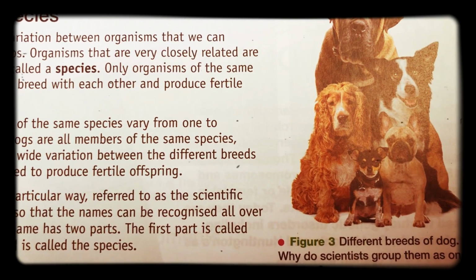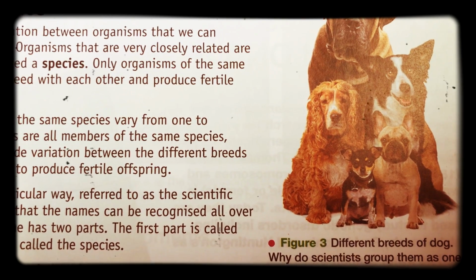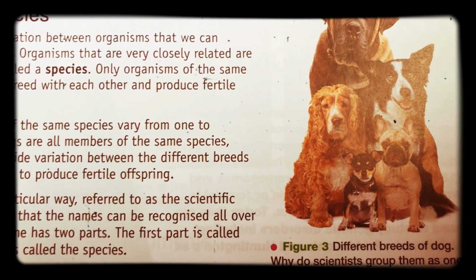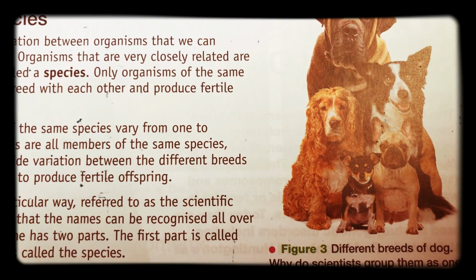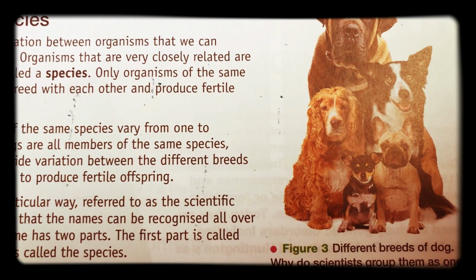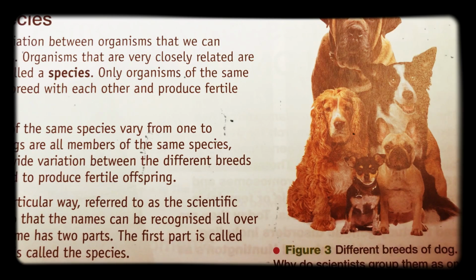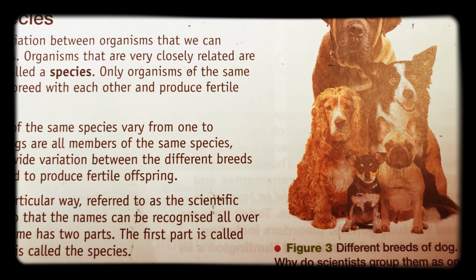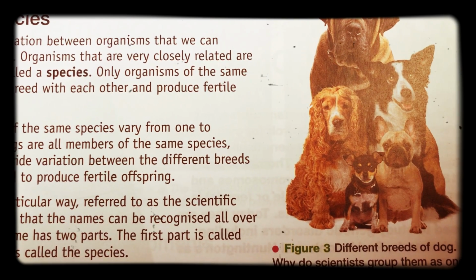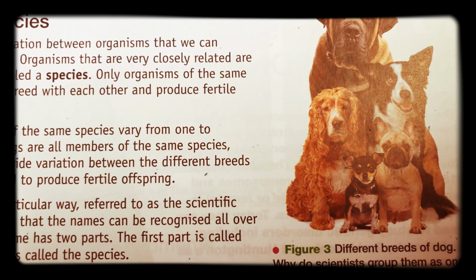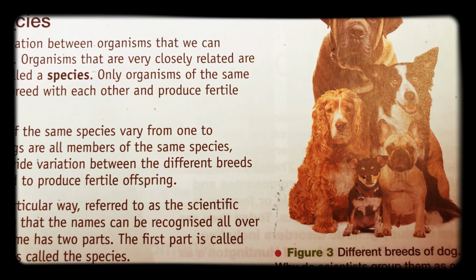You could breed any one of these dogs with another dog of the opposite sex, and that could come from a different breed within the dog species, and you could have offspring with mixed characteristics that will then be able to have offspring themselves, puppies themselves. So it is because there is variation between organisms that we can classify them into groups.